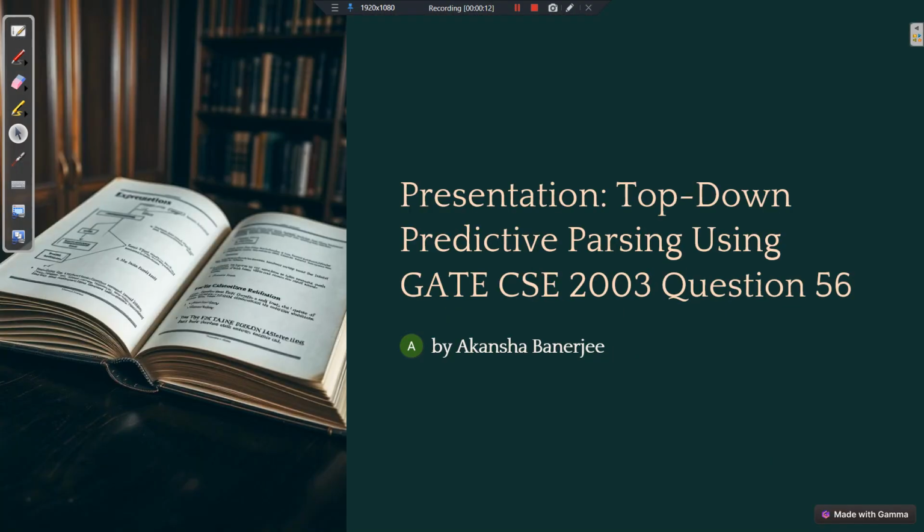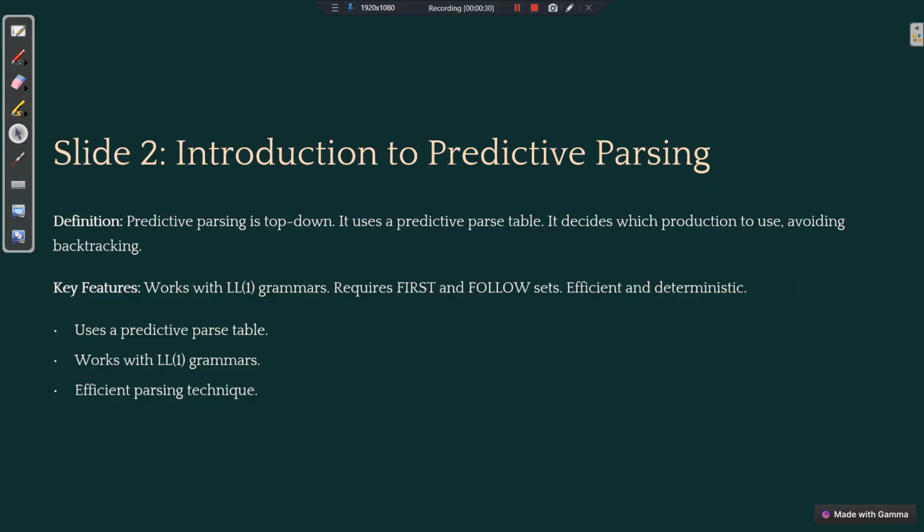From this video we are starting Compiler Design, and today we will try to understand top-down predictive parsing, and we will take an example of GATE CSE 2003 question number 56 to understand the LL(1) parsing technique. So let's begin. A little bit of introduction to predictive parsing.